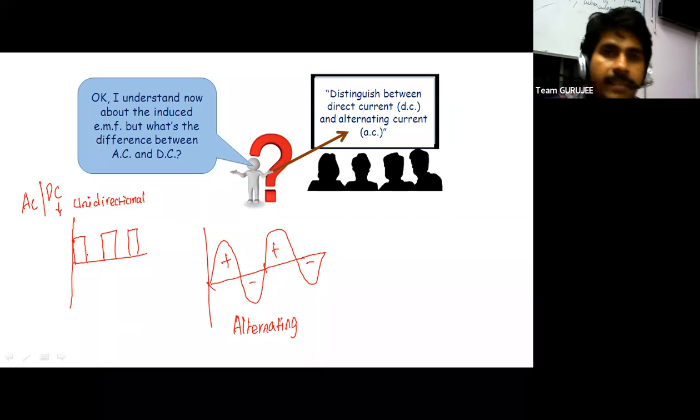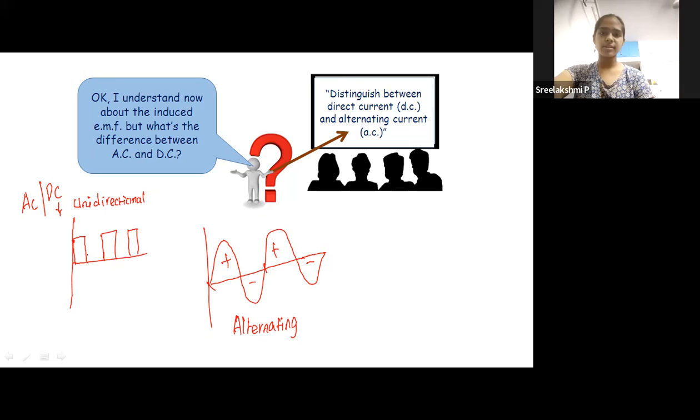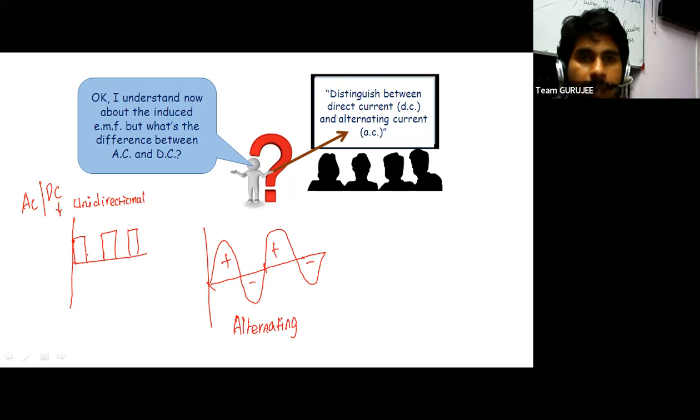A simple example: you can connect the iron box with the plug point directly. Yes or no? You can connect the iron box directly with the plug point, not with a stabilizer or anything. Yes or no? Because the iron box takes more current, so we have to connect directly only. So that is a direct current.